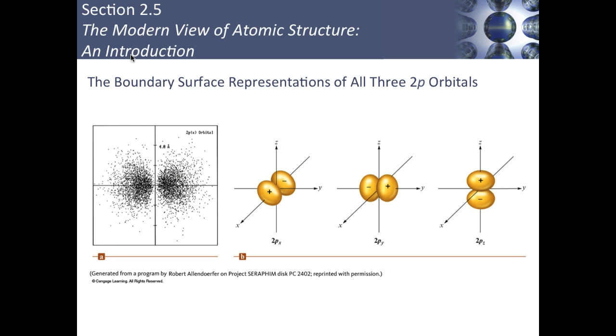Okay? When they came up with these shapes, it's based on the fact that this is where we find the electrons 90% of the time. This is what it looks like from what we plotted.